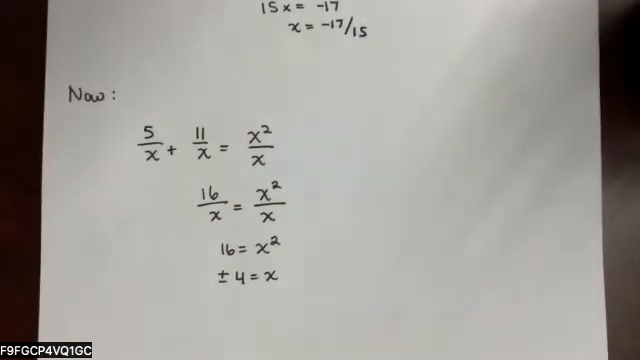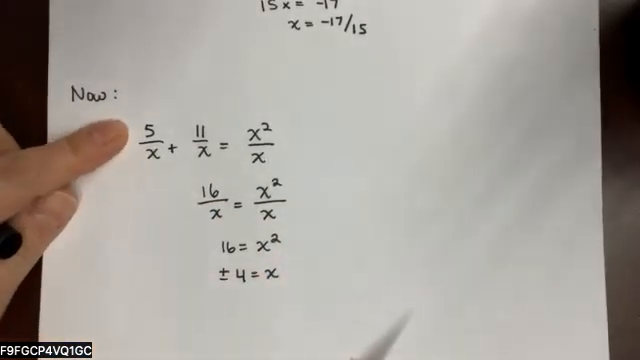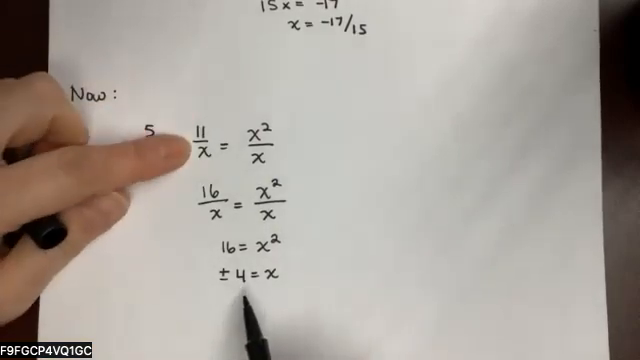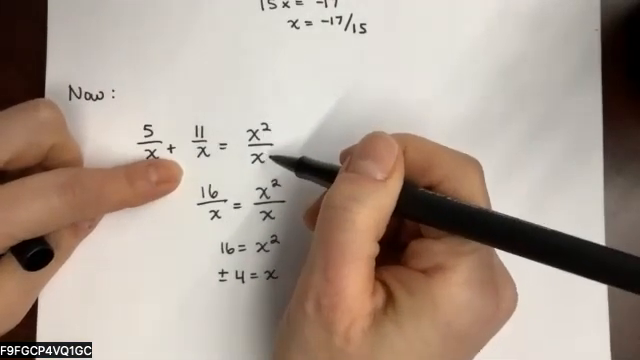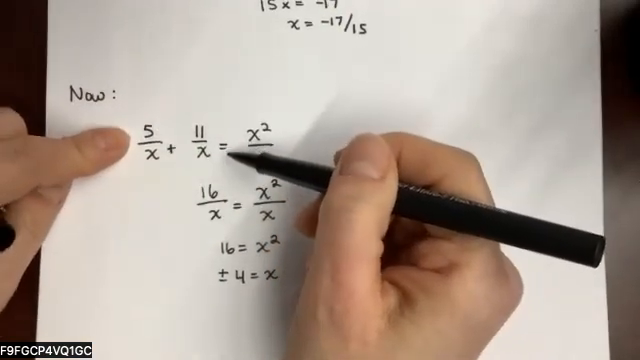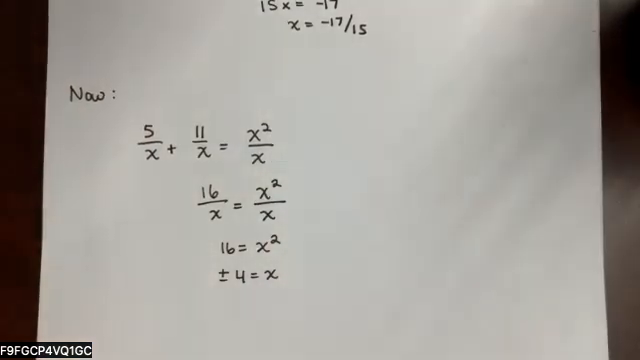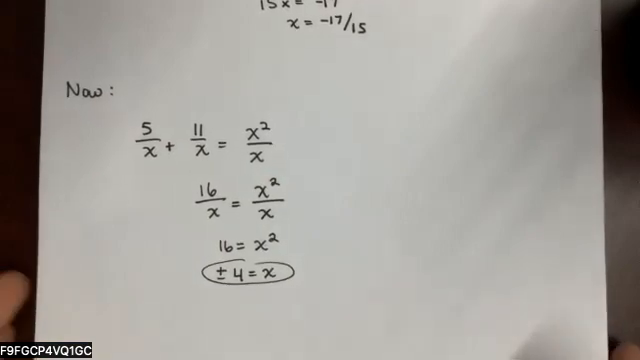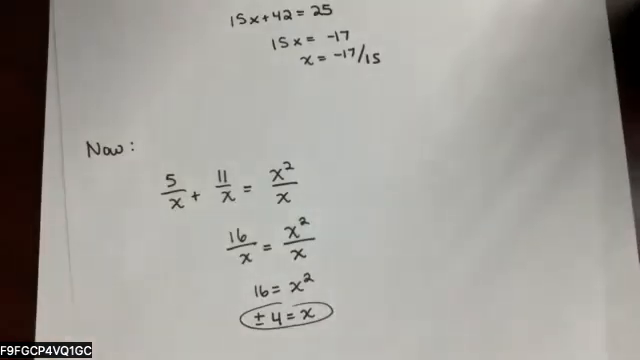Now I need to go back and check to make sure they work. I'm going to, of course, plug them in. 5 over 4 is 5/4. That's 11/4. That would give me 16/4. That's 4. And then 16 divided by 4 is 4. So we're good. If I put in negative 4, that's negative 5/4. Negative 11/4. That's negative 16/4, which is negative 4. And then 16 over negative 4 is also negative 4. They both check out. And so my solutions are all good. Let's take a look then at what would happen if we broadened this out into something even more interesting.